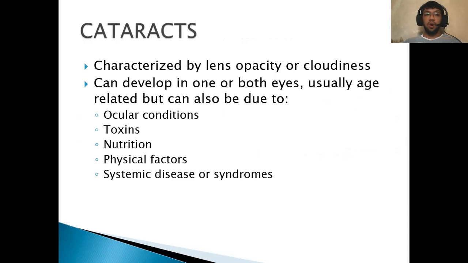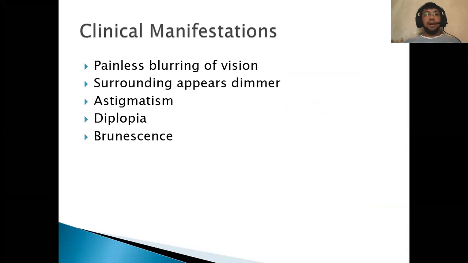So that's it for glaucoma. Next, we have cataracts. Cataracts are characterized by lens opacity or cloudiness, and they are common in the elderly. They can develop in one or both eyes, and like I've said, this occurs in the elderly, usually age related, but it can be due to ocular conditions, toxins, nutrition, physical factors, systemic diseases, or syndromes. Clinical manifestation: there's painless blurring of vision. And the patient can see that the surroundings appear dimmer.